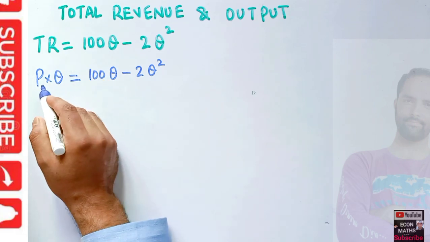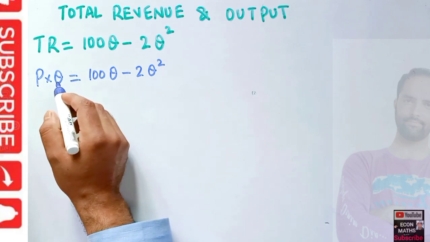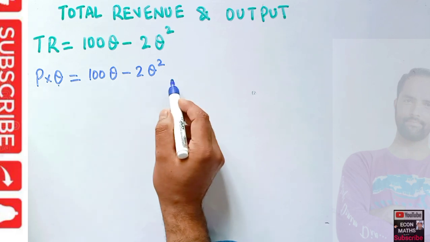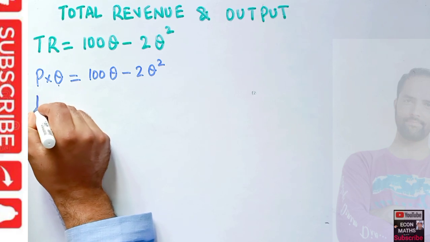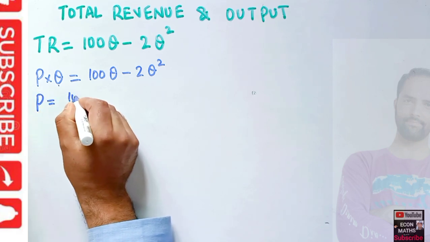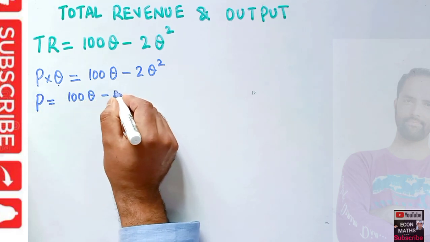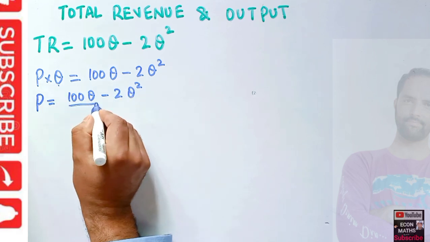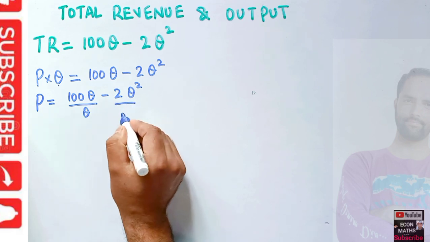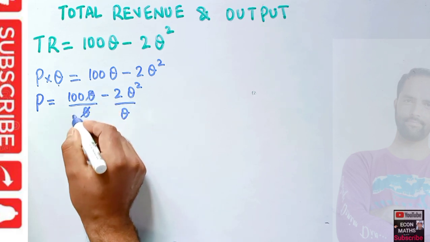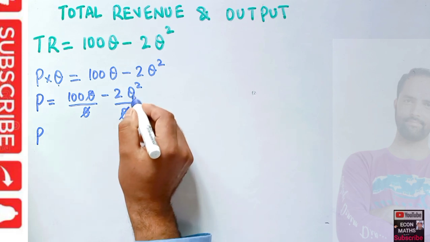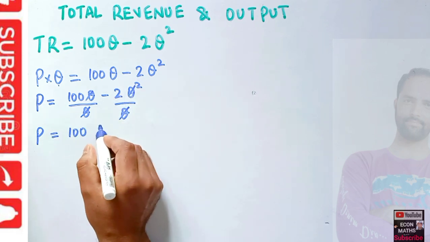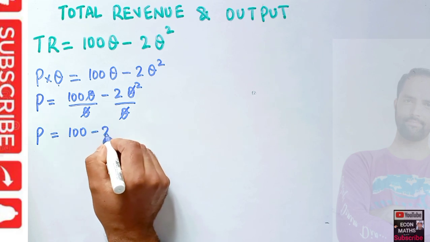Now we can do one thing here. If I transpose this Q to the RHS, it gets divided into each of these terms. That means our price will be equal to (100Q - 2Q²)/Q. We have Q here and Q here; this Q and Q get cancelled, and one Q will get cancelled with this Q². So we are left with P = 100 - 2Q.